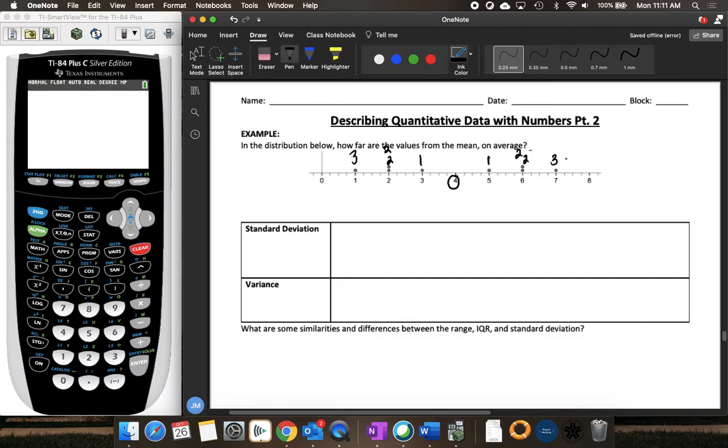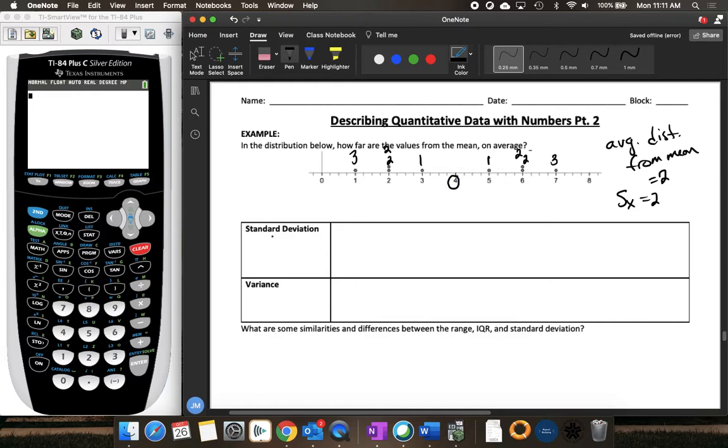So here's what you can do. If you add all those up and divide by how many there are, you find out that the average distance from the mean in this case is exactly equal to 2. And so we would say that the standard deviation, which we write as S sub x, is equal to 2.